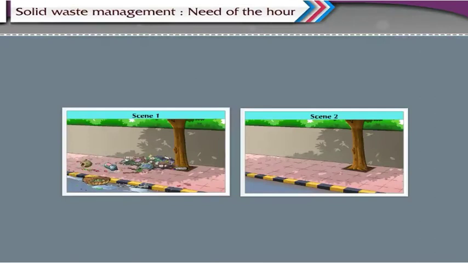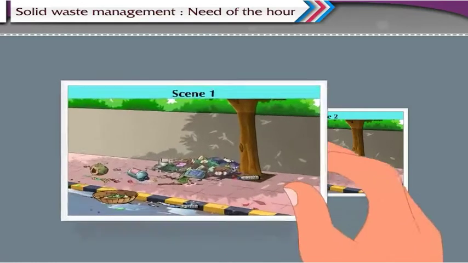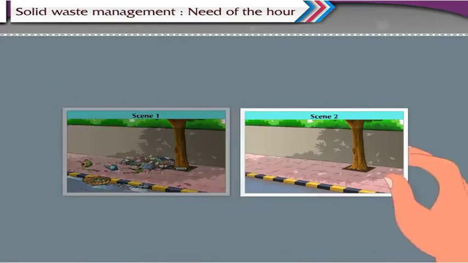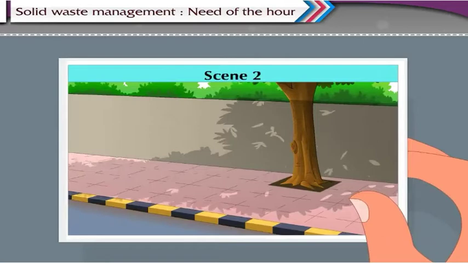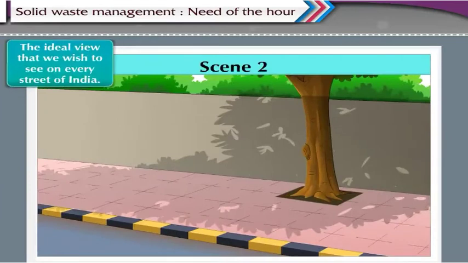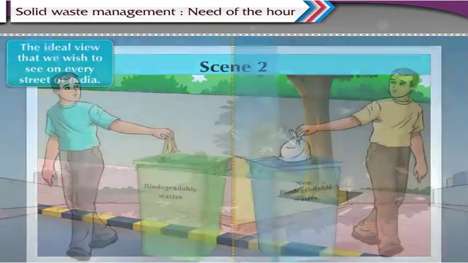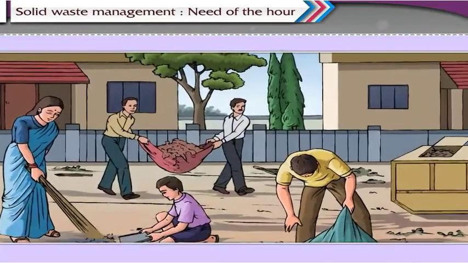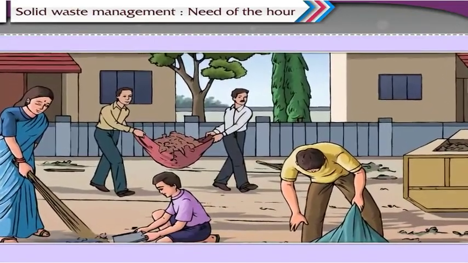Observe these two scenes carefully. What is the major difference between these scenes? Yes, in the first scene, the entire street is littered with solid wastes, and in the second scene, the street is neat and tidy. The condition of the street shown in the second scene is the ideal view that we wish to see on every street of India. This is possible if the solid wastes generated are disposed by each person vigilantly. Proper disposal of garbage should be the prime duty of every citizen.